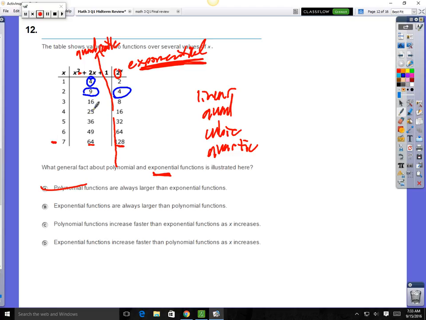4 is bigger than 2, and this one's bigger. 16 is bigger than 8. 25 is bigger. So it's bigger until like the 5th one. So the exponentials start slow, but once they get big, they take off huge. So it's not B. Polynomial functions increase faster than exponential. That's not true. Exponential functions increase the fastest. That's D.